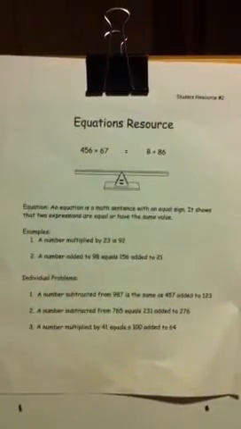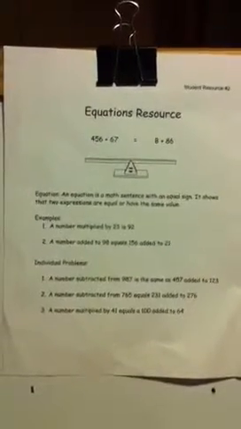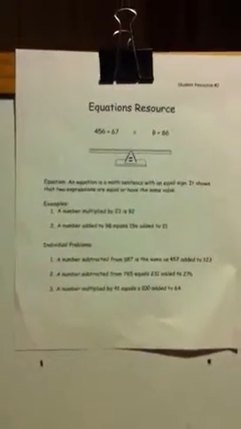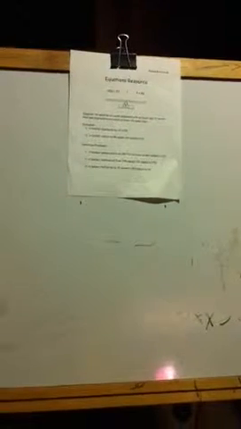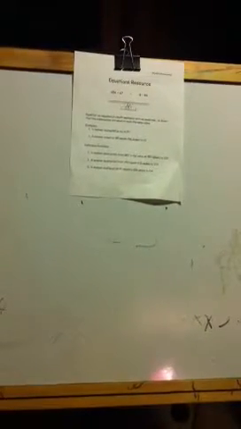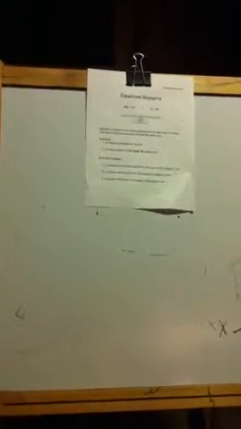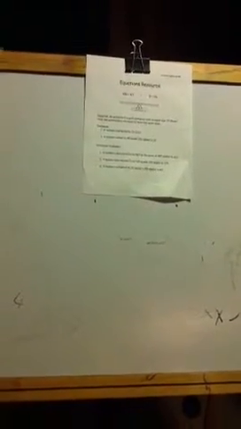But first, let's work through a few equations together. I will be passing out Student Resource number 2. As an equation is a math sentence with an equal sign, it shows that 2 expressions are equal or have the same value. Let's work through the first 2 together, and you will complete the remaining problems on your own. The first problem reads, a number multiplied by 23 is 92. First, we have to consider the variable.